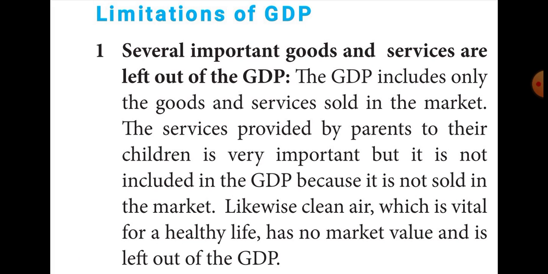The first one is that several important goods and services are left out of the GDP. That means only the goods and services sold in the market are added in the measurement of GDP. Parents do some services for their children, but those services are not sold in the market.